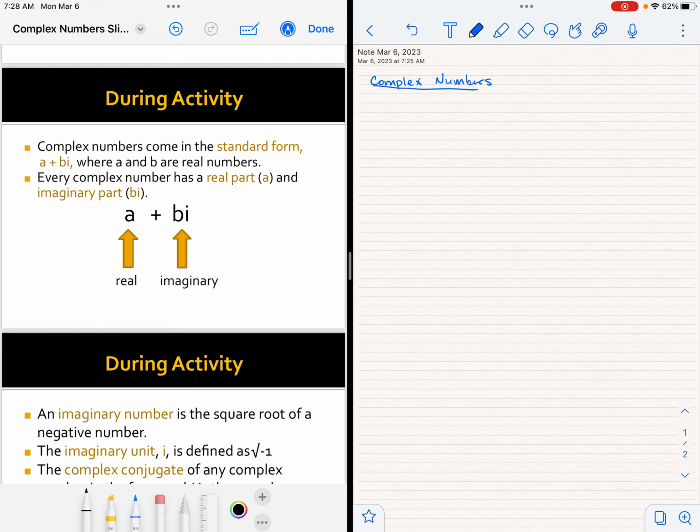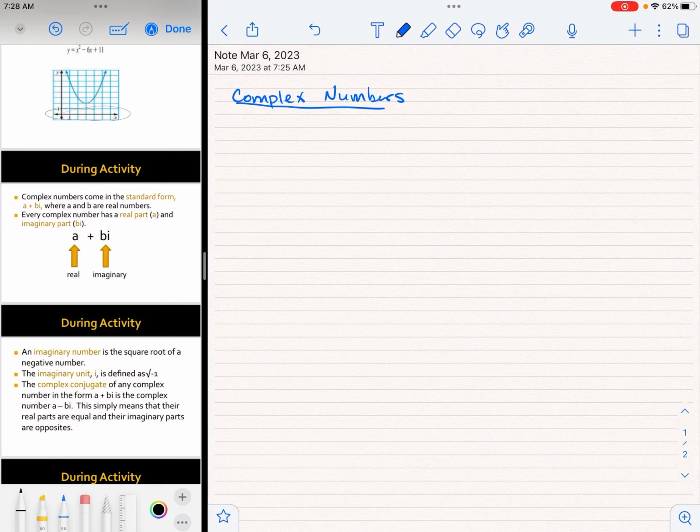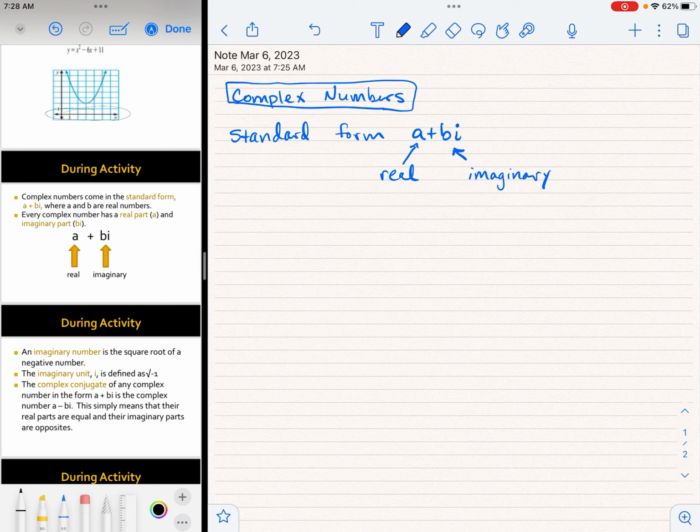A complex number in standard form is a plus bi, where a is the real number and bi is what's called our imaginary number. And you may be asking, why do we need imaginary numbers? If they're not real, why do we need them? But complex numbers, imaginary numbers, have a lot of applications.